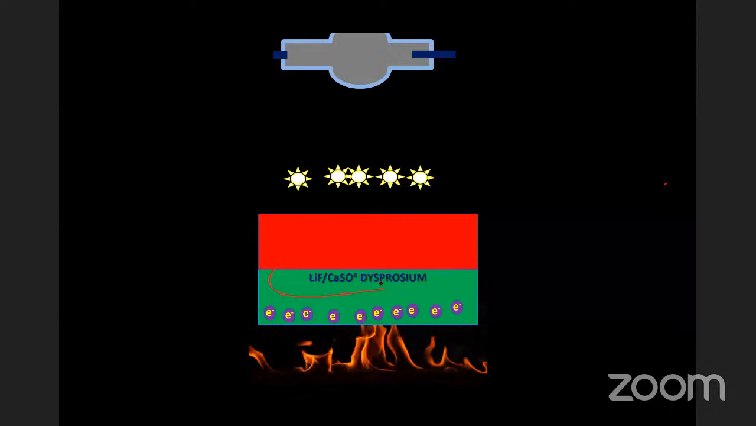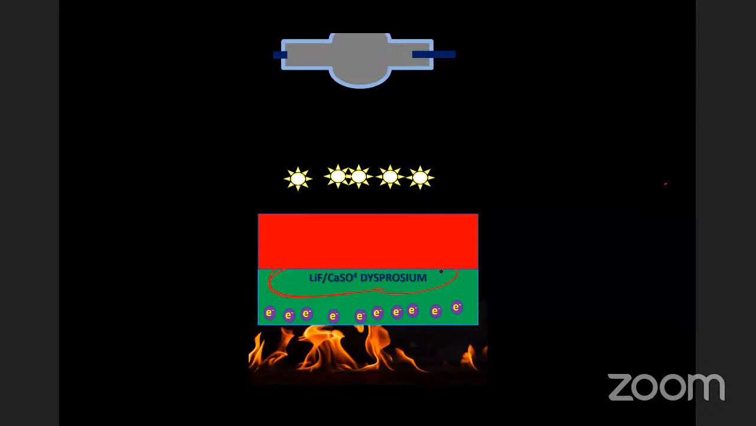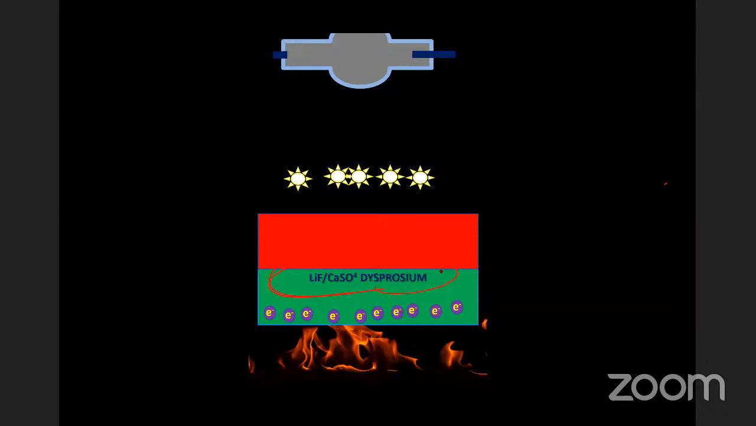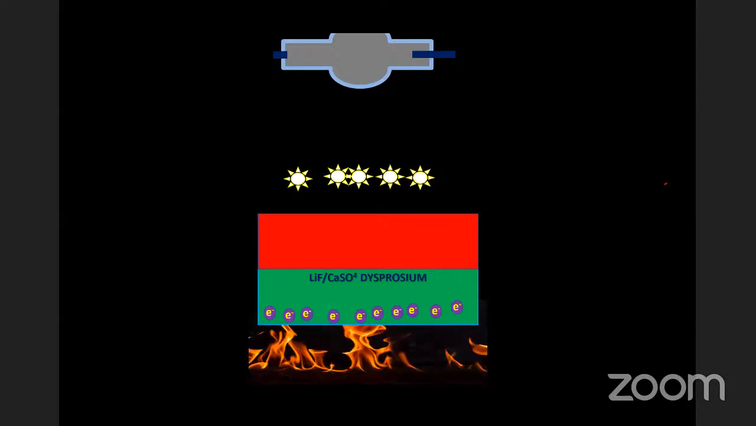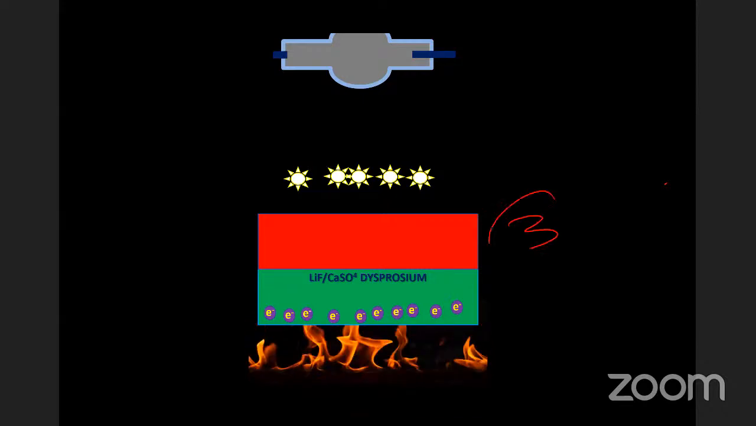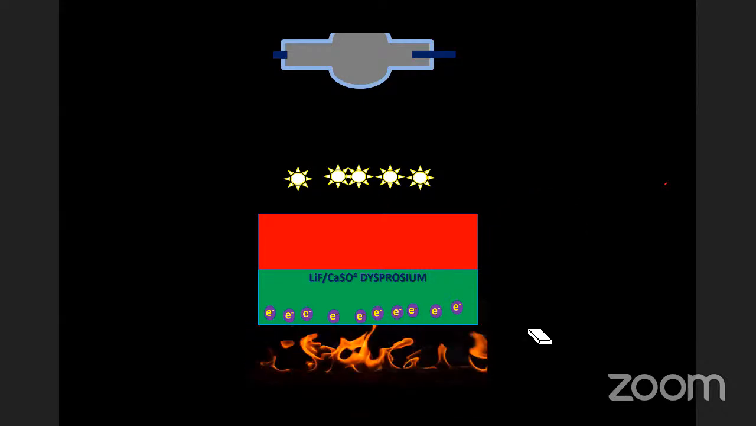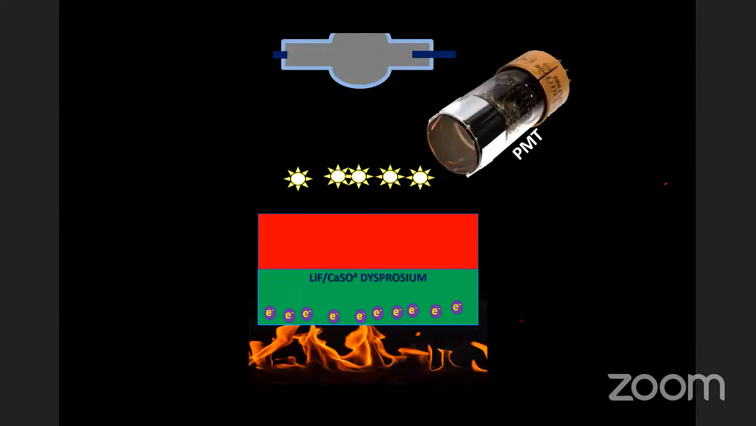Now in this, what we need to know is what is the chemical used? Lithium fluoride, calcium sulfate dysprosium. What is the principle? Thermoluminescence. And how often should we change the TLD batch? Every 3 months. And it is controlled under the Bhabha Atomic Research Centre.